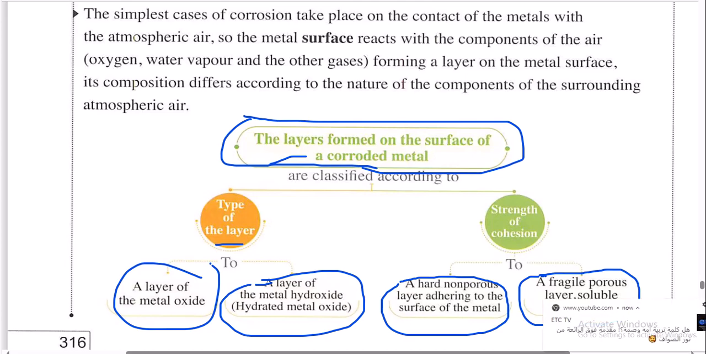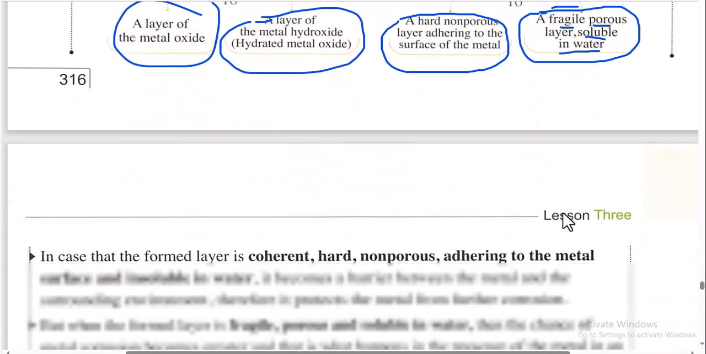So it protects the metal from oxidation, or from acting as the anode in a galvanic cell. So it protects it against corrosion. And if it is porous and fragile, soluble in water, it enhances the formation of a galvanic cell, in which the anode will corrode faster.